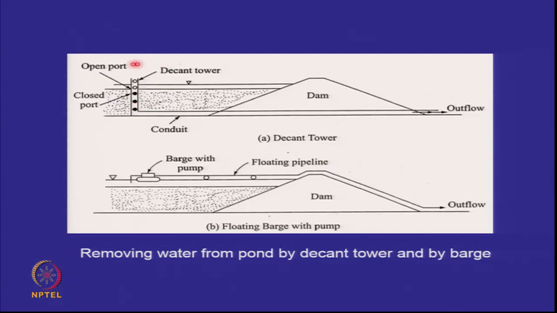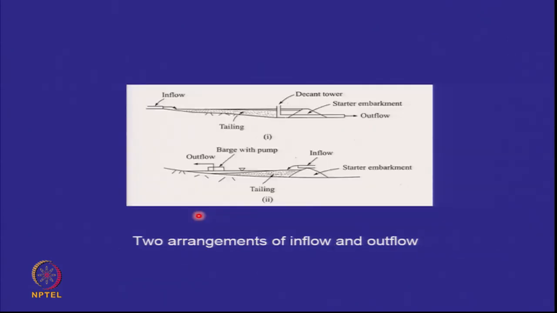So these are called fixed location decant towers. These are called mobile barges. And you can see 2 arrangements here. If this is a side hill impoundment, this is the embankment. There can be a decant tower here, inflow pipeline here. The port is open at this level and the water is flowing out. In the case of a floating barge, your inflow can be here, water will assemble here and you can pump it out.